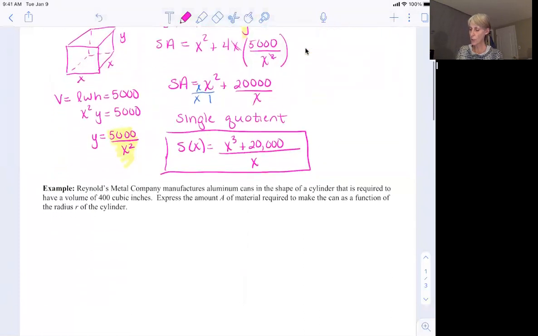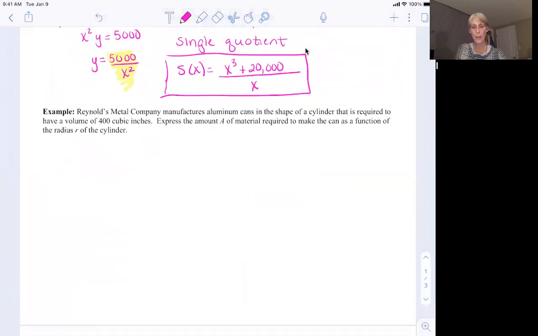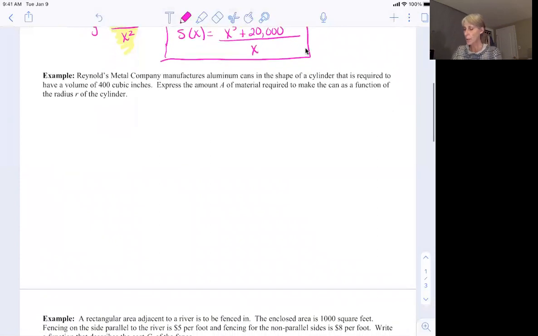Let's look at another situation. We're always going to kind of follow the same steps. We're going to put in our information and then find out the relationship and replace it. Reynolds Metal Company manufactures aluminum cans in the shape of a cylinder. It's required to have a volume of 400 cubic inches. Express the amount A of material required to make the can as a function of the radius of the cylinder. Okay. So cylinder, that's my shape. It's going to have a volume of 400 cubic inches. I want to express the amount of material as a function of r.